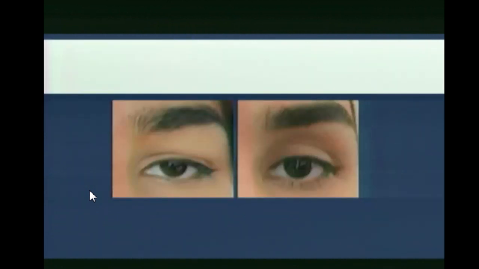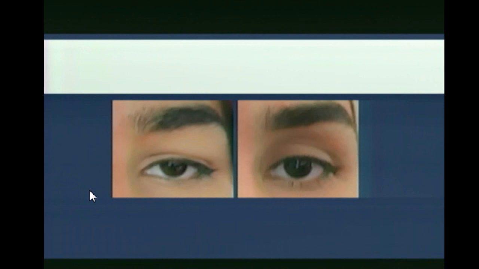This is another patient. Actually, this is a selfie. She sent me the selfie. She wasn't happy about the filler injected elsewhere, actually outside the kingdom, and she came for consultation. When I saw her, I found the filler material was a little bit thick. So when you inject filler material in the superior sulcus, it should be ultra-thin filler.